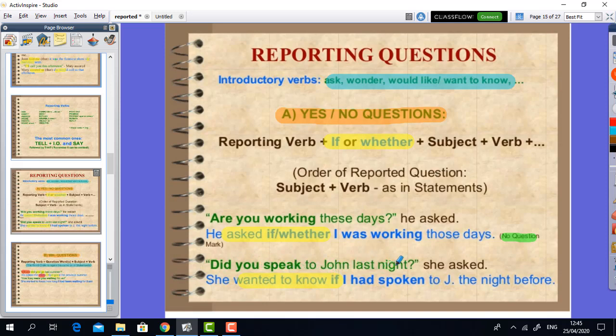"Did you speak to John last night?" She asked. The reported speech will appear as: she wanted to know if I had spoken to John the night before.